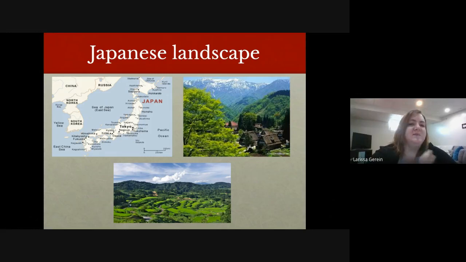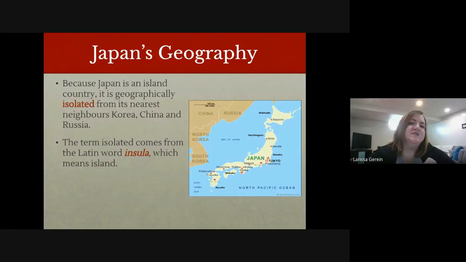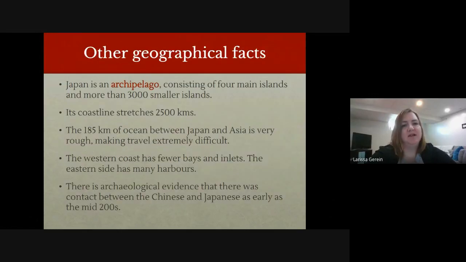And so because Japan is an island country, it is geographically isolated from its nearest neighbors, Korea, China, and Russia. The term isolated comes from the Latin word insula, which means island. So, some other geographical facts. Japan is an archipelago consisting of 4 main islands and more than 3,000 smaller islands. Its coastline stretches 2,500 kilometers.